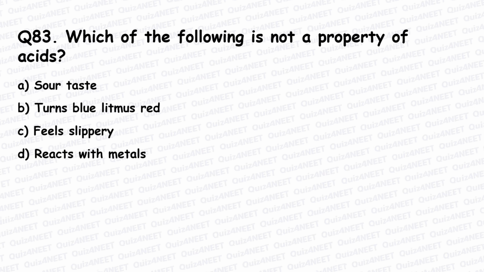Q83, which of the following is not a property of acids? A, sour taste, B, turns blue litmus red, C, feels slippery, D, reacts with metals. Answer: C, feels slippery. Bases feel slippery, not acids.